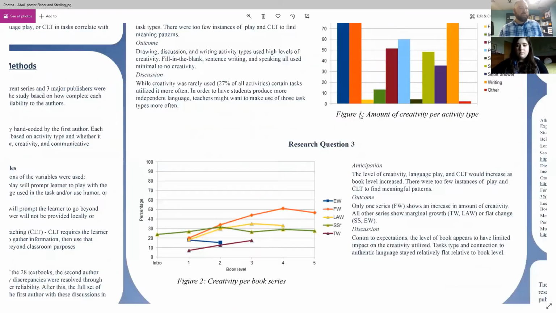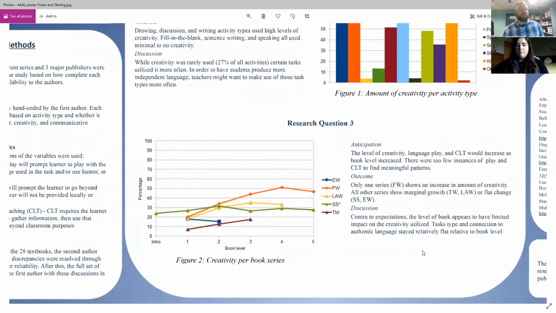But finally, the one that we're actually really interested in for this research, this is why we wanted to use books in series instead of just random books, is that we wanted to see if creativity, language play, and CLT actually increased in usage per book level. A lot of times people will make the argument that low-level students can't use humor because they don't know it yet. We have to wait till they're at higher levels. And that's a debatable question to start with. But do textbooks even follow that model?